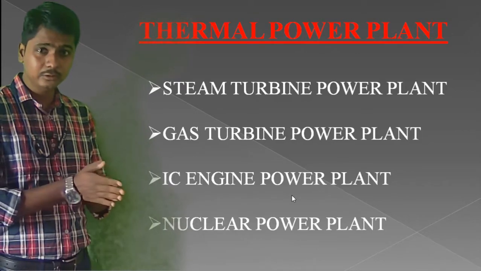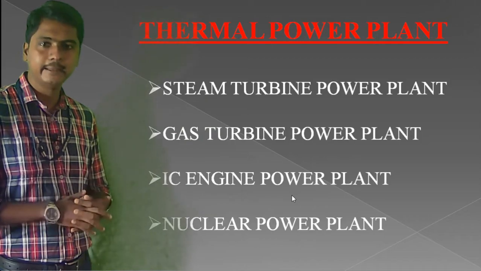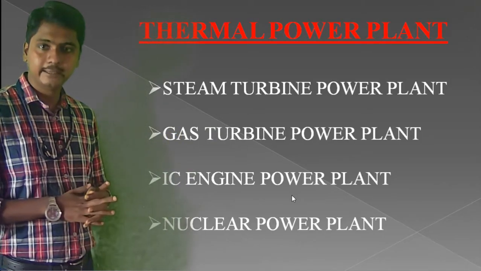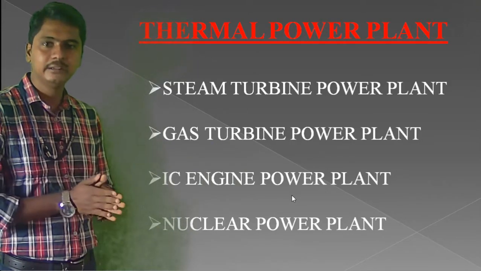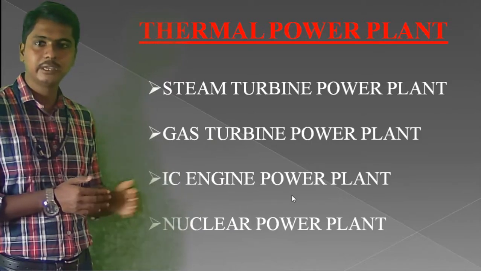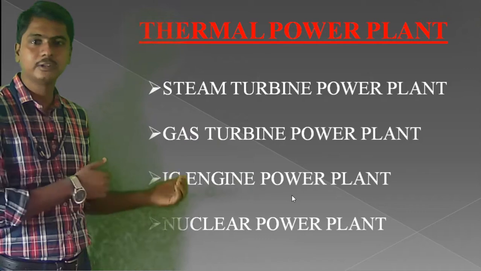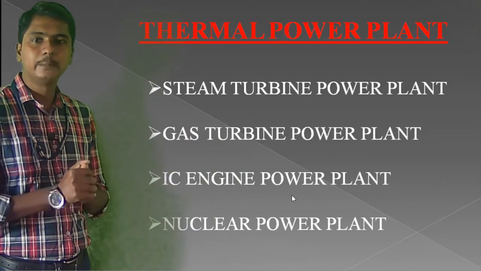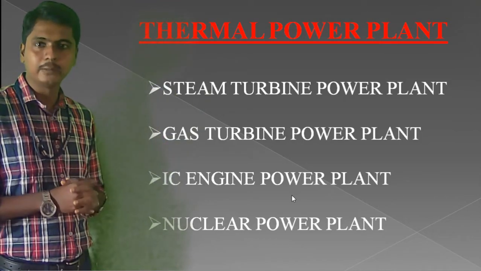So you should know that the steam turbine power plant works on the Rankine cycle. The gas turbine power plant works on the Brayton cycle. For IC engine power plants, different types are there: diesel power plant, then the diesel cycle, Otto cycle, like that, lots of IC engine power plants are there. And the last one is nuclear power plant. All these types come under thermal power plant.